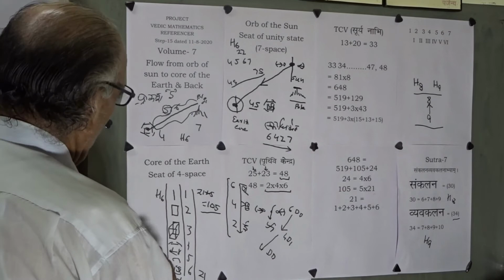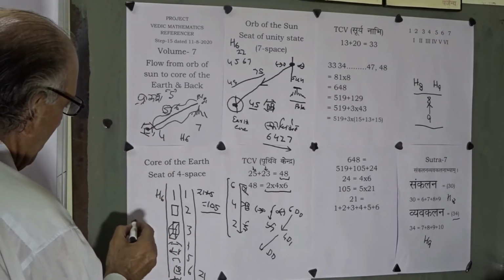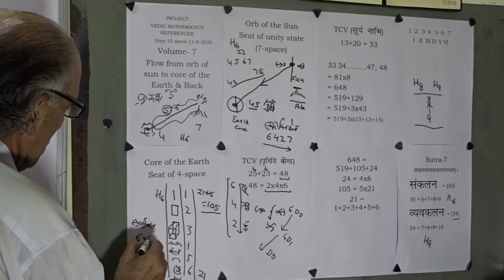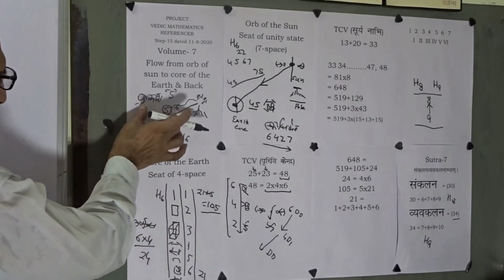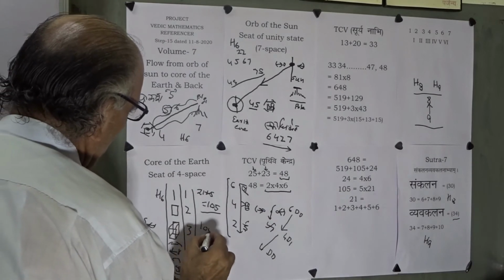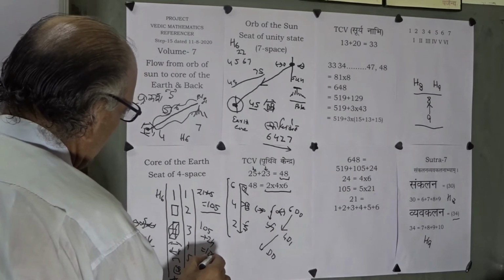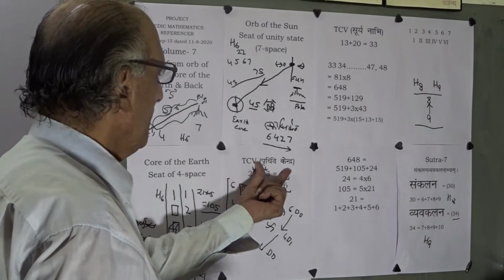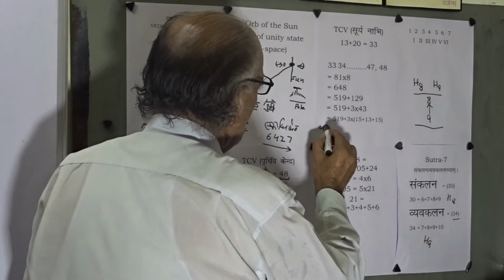This value, and we know that 6 space is having a dimensional frame which is of value 6 into 4 is equal to 24. So this transcendental flow is going to be of a value 105 plus 24 is equal to 109.